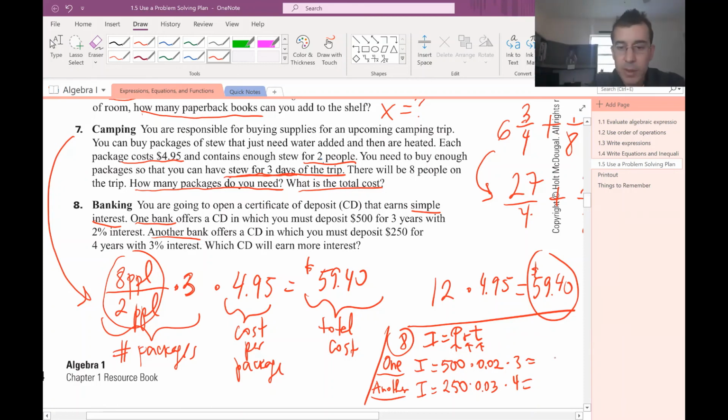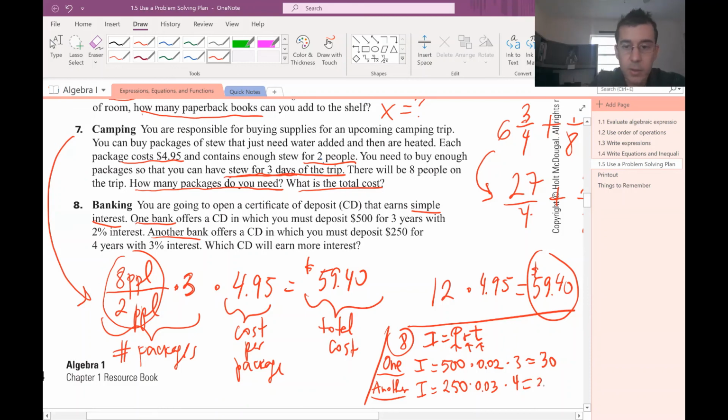So the first one, 500 times 0.02, you can do this quickly. 500 times 2 is 1,000, and then 2 zeros, so it's 10. 10 times 3 is 30. If you're not sure, you can plug it in the calculator or do it on the side. Let me just verify. So 500 times 0.02 times 3, so 30, so that's correct. And then the other one would be 250 times 0.03 times 4, or 30 again.